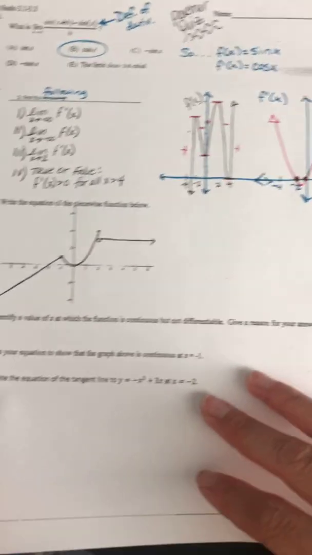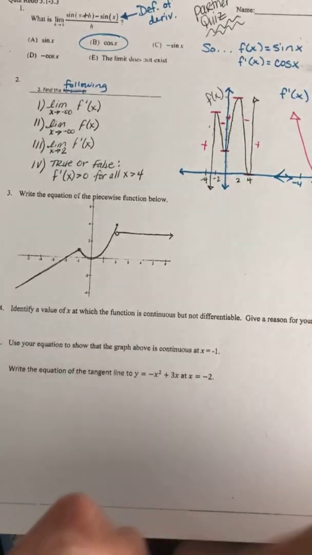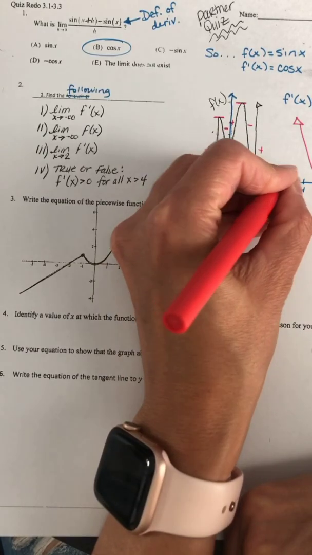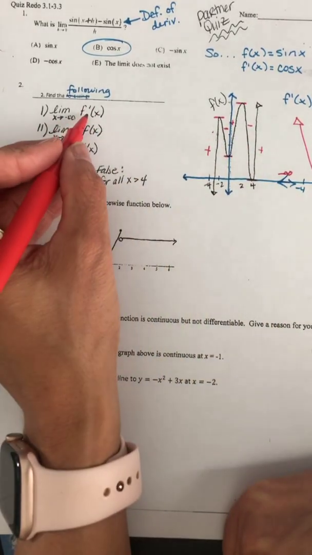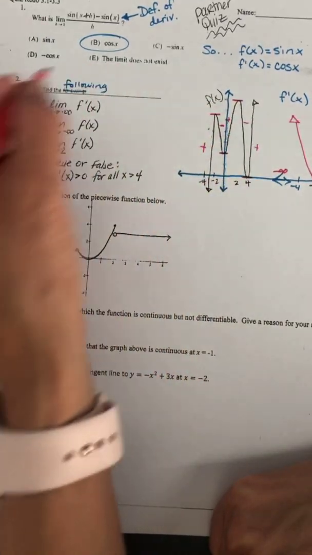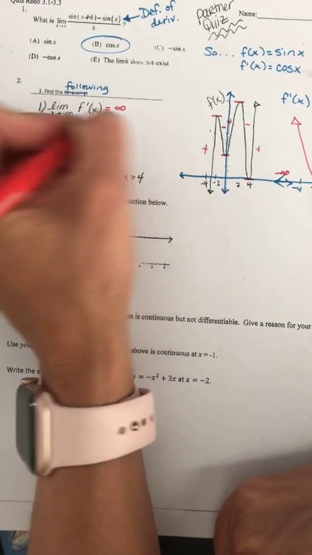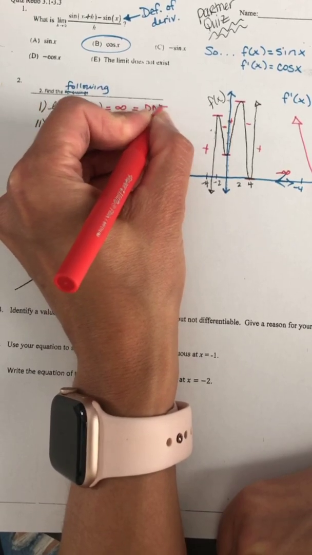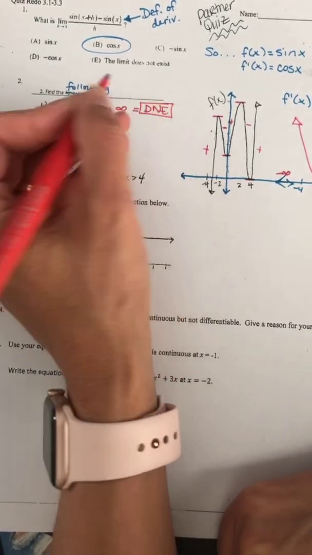So let's take a look at number 1, Roman numeral 1. As x approaches negative infinity, so it's going to the left, f prime of x, we are going up. So it's going up to positive infinity. And we know when the limit approaches positive infinity, it has no limit, or the limit does not exist. DNE.